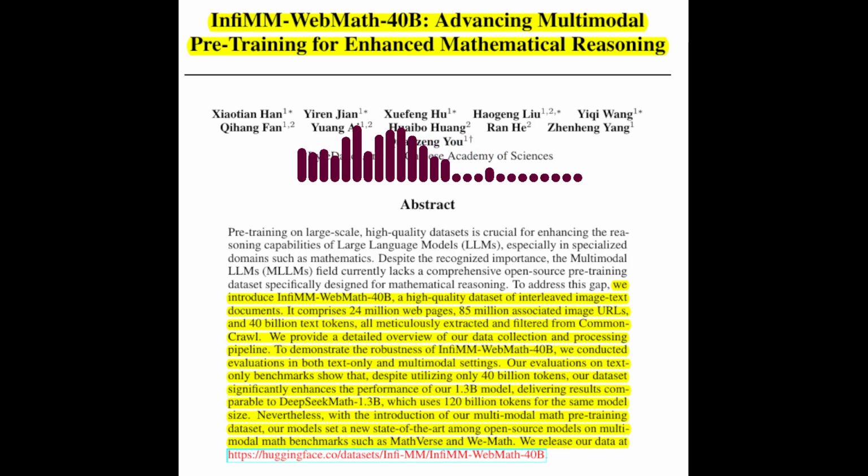And how do they train these models? They use a three-stage training approach. The first stage involves modality alignment, where they use a general-purpose image-text dataset to align the visual encoder and the LLM. The second stage is continued pre-training, where they train the models on the InfiMM-Math 40B dataset to enhance their mathematical knowledge.